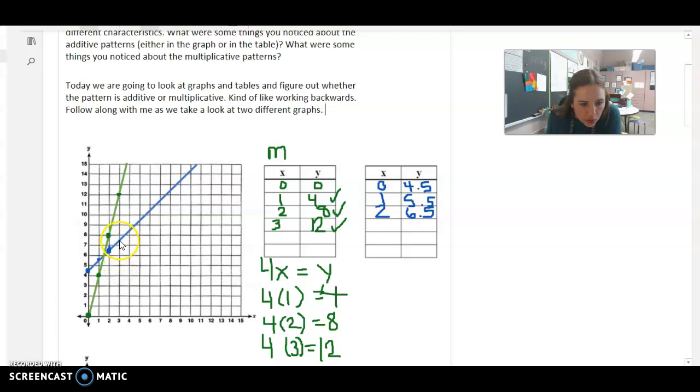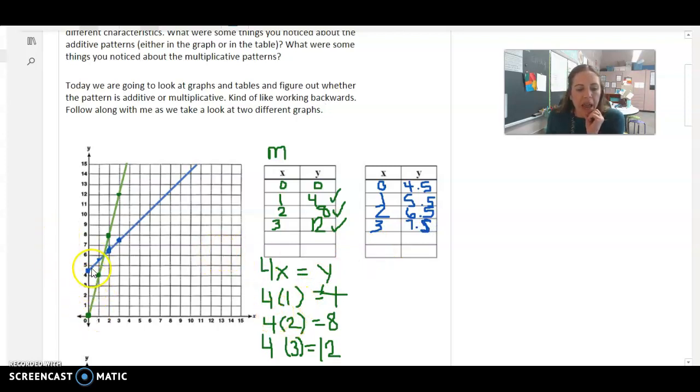And let's do one more. When x is 3, it looks like y is halfway between 7 and 8, so that would be what? 7.5, right? Okay.